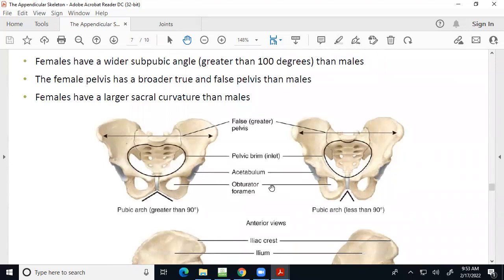Females have a wider subpubic angle, or pubic arch, as it's labeled down here. It's greater than 90 degrees, or even in some cases greater than 100 degrees, whereas in men it's much smaller, much smaller. The female pelvis, as I mentioned, has a broader true and false pelvis than males.